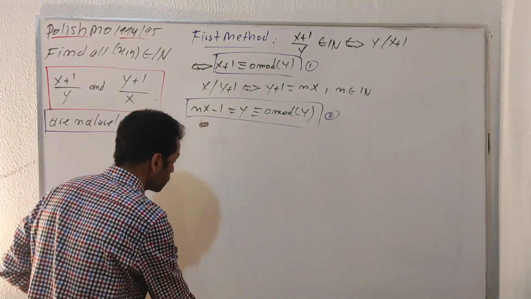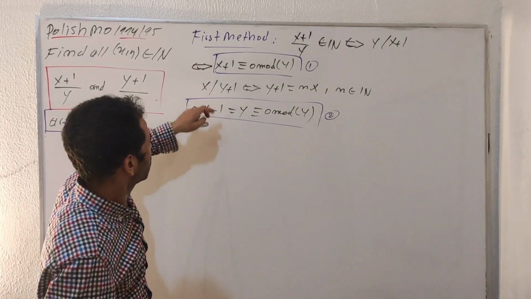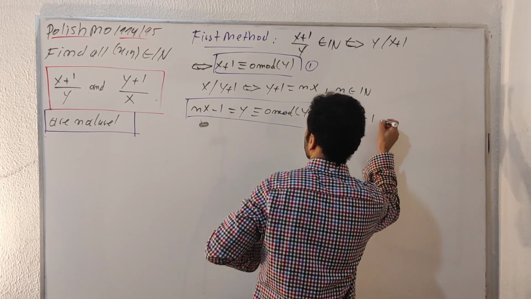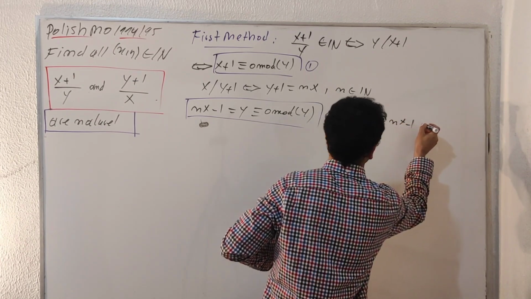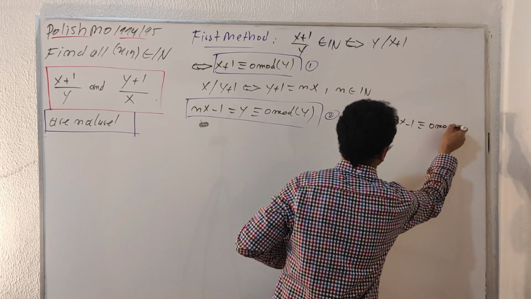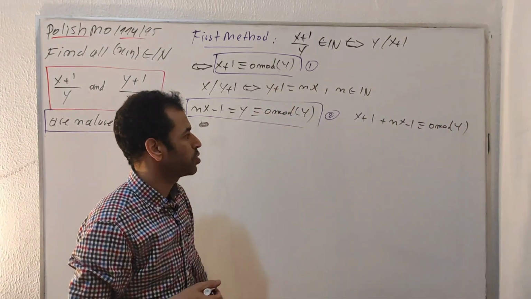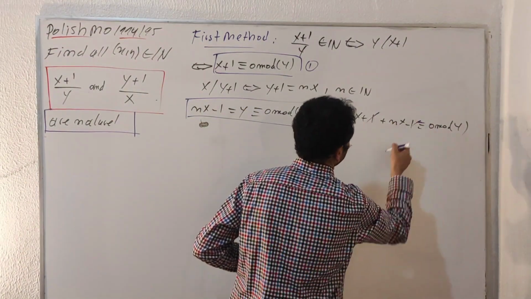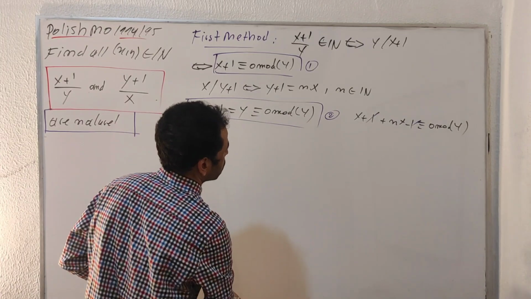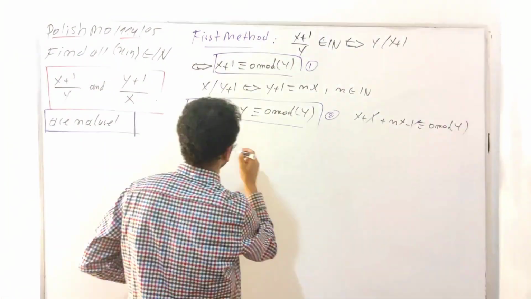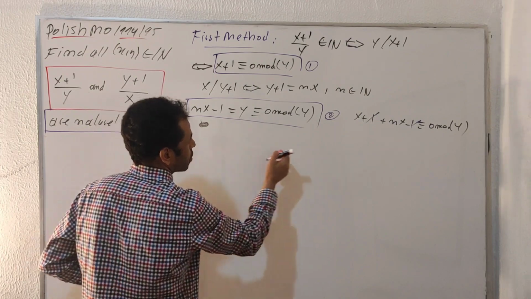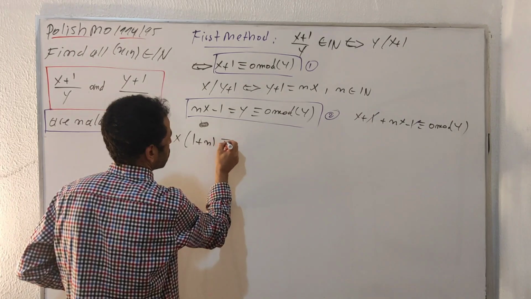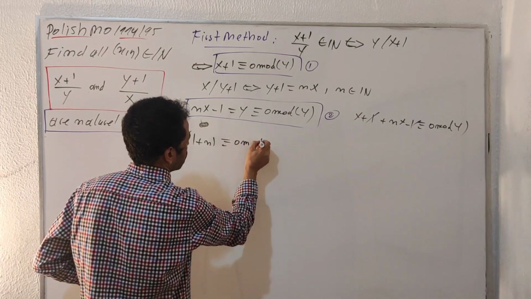Okay, by adding 1 and 2, I get x plus 1 plus nx minus 1 is congruent to 0 mod y, because both statements are mod y. Okay, so I will have a nice cancellation here. 1 will be cancelled out with 1. Then, by taking x as a common factor, I will have x multiplied by 1 plus n is congruent to 0 mod y.